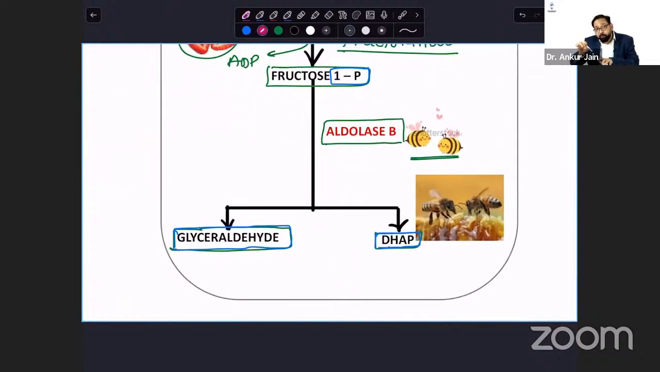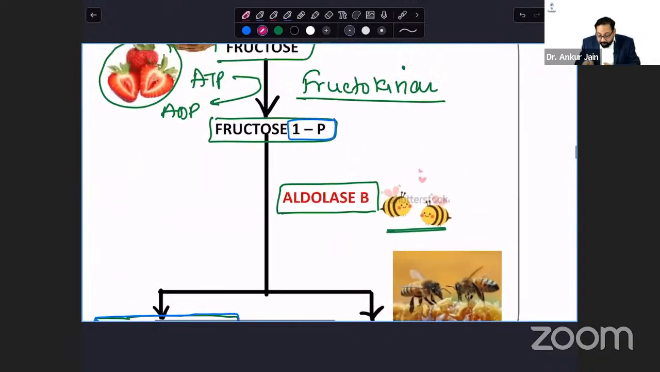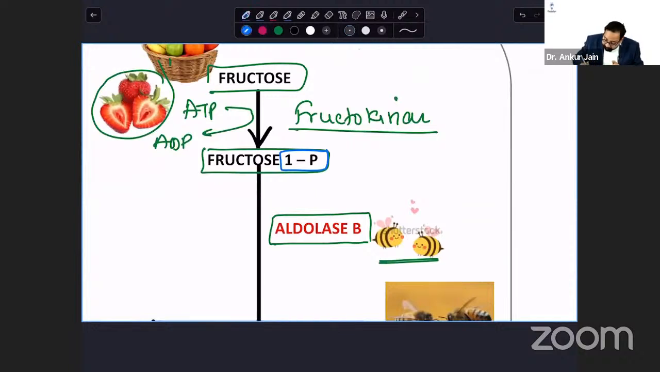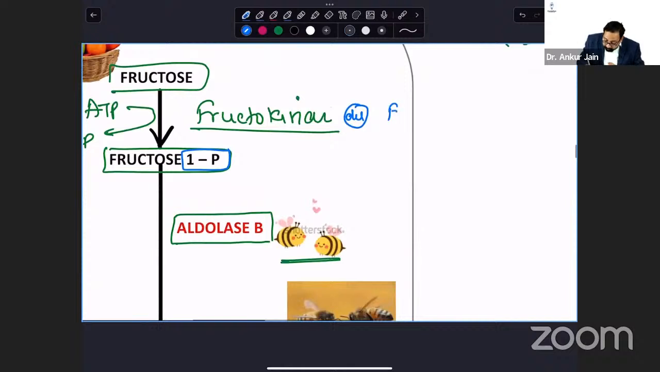Now, if fructokinase is deficient, further metabolism I'm not discussing at this time. First of all, I will cover the clinical implications, then we'll complete the pathway. It's not a cycle. The Krebs cycle is a cycle in which a complete circle is produced. This is a pathway. So fructokinase deficiency leads to essential fructosuria.